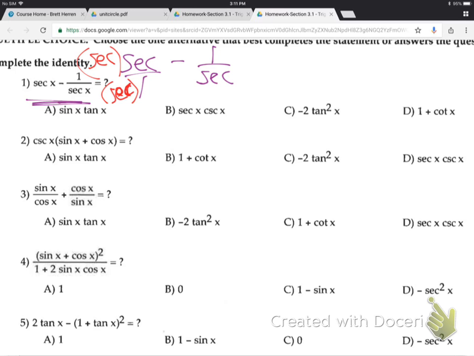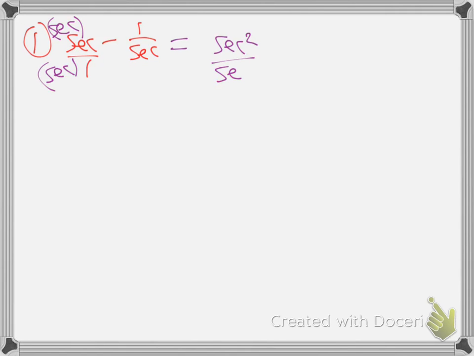Everybody good so far? I'm going to move it to a fresh screen so we have room to work here. So this is number 1, secant minus 1 over secant. So I'll put that over 1, multiply top and bottom by secant. What do we get? Secant squared over secant. And the second one hasn't changed. Minus 1 over secant. Good so far? I'm getting rid of the x's. Let's make this simpler. So would it be 2 secant?